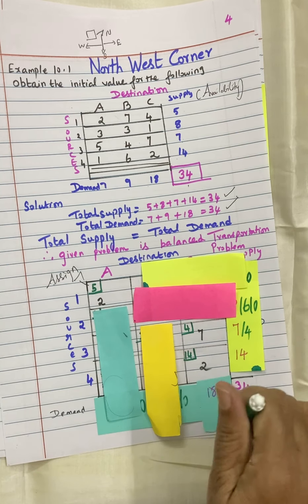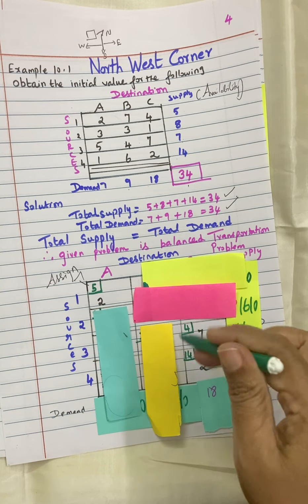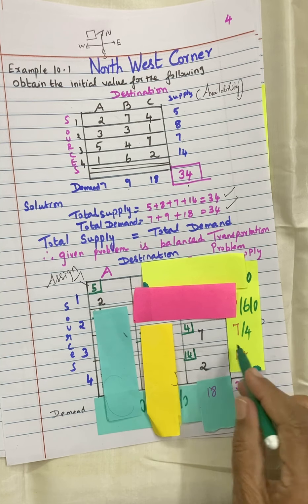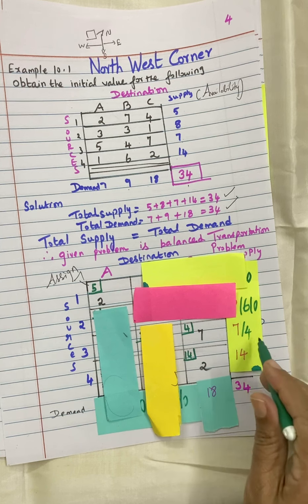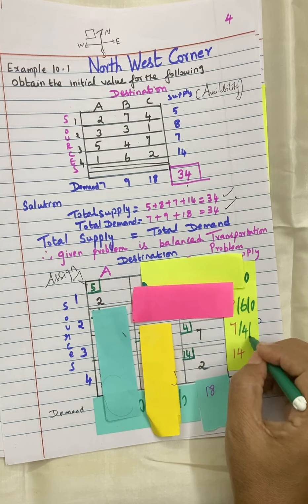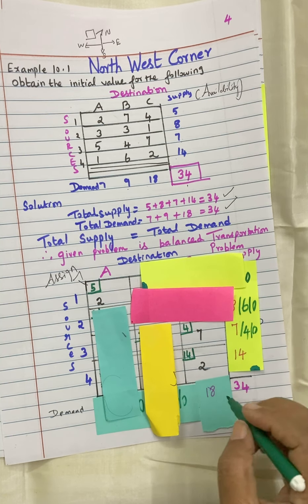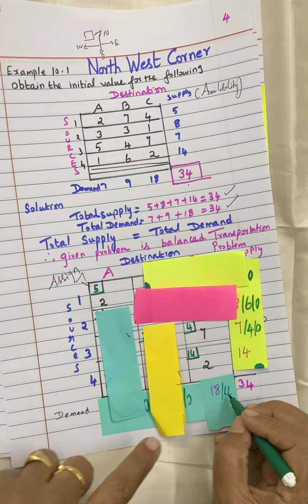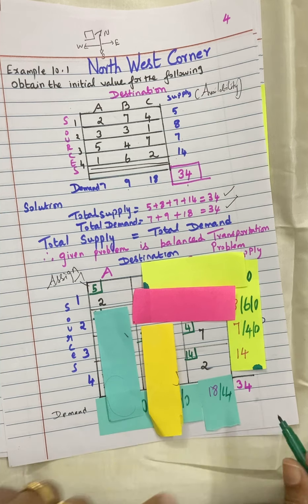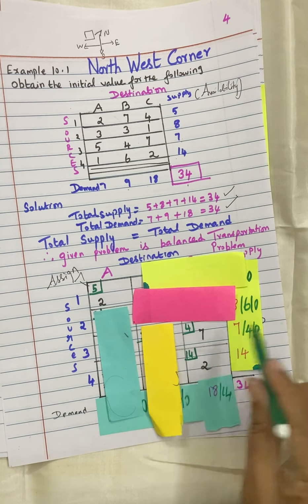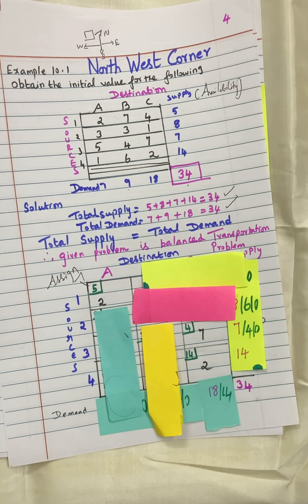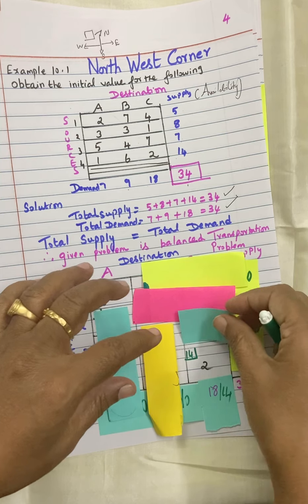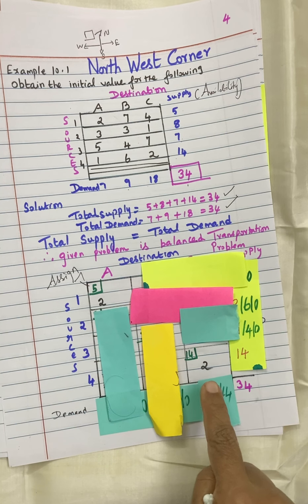Now I have two numbers. The north number is 7. So you see here 4, here 18, assign 4. So this becomes 0 and this becomes 14. This becomes 14. Now the last number. So this also 0 means that also over. So I got only 2.